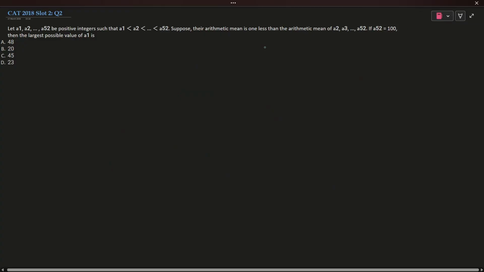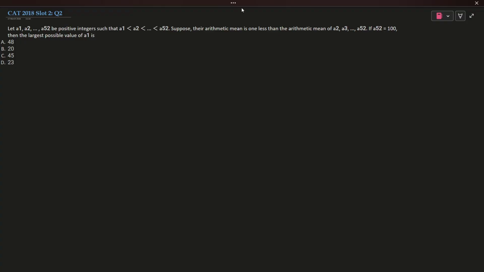A1, A2 and till A52 be positive integers. Positive integers means natural numbers, such that A1 is less than A2, dot dot dot, less than A52. Suppose their arithmetic mean. What do you mean by arithmetic mean? This means the average of the numbers. Is 1 less than the arithmetic mean of A2 till A52.